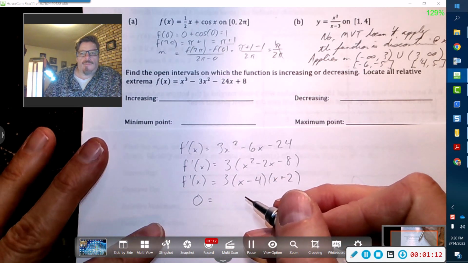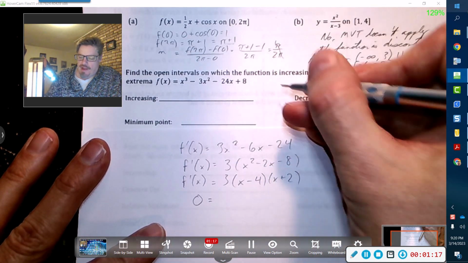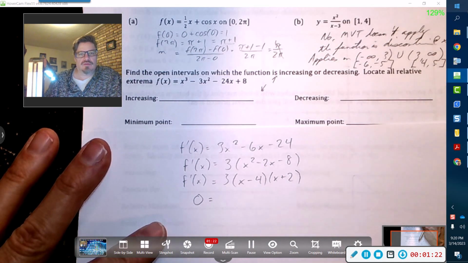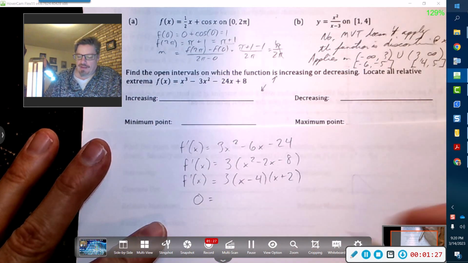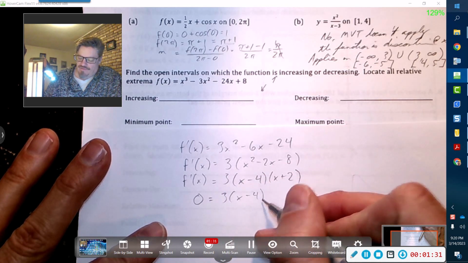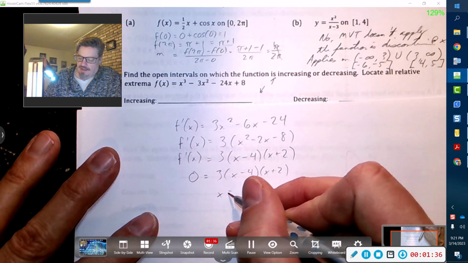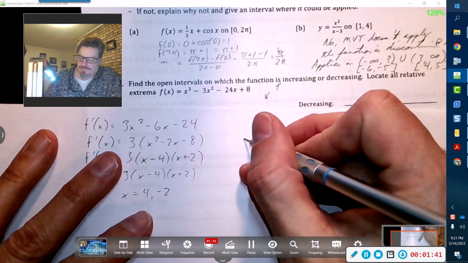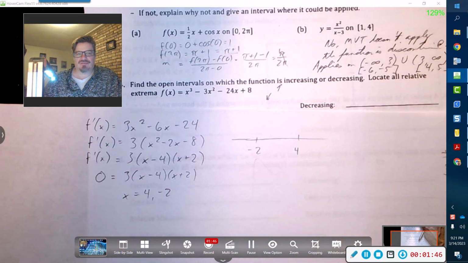We know this guy increases and decreases without bound. He's a cubic, so there are no endpoints to test, no closed intervals. This is an open interval over the whole domain. For this to equal 0, the 3 has no effect; if we divided both sides by 3, it's gone anyway. So we just say x equals 4 and negative 2. At 4 and negative 2, all we have to do is test for increasing and decreasing.